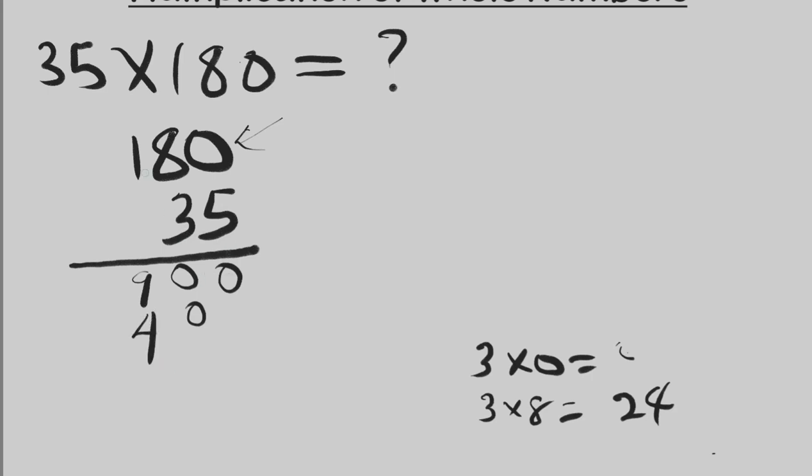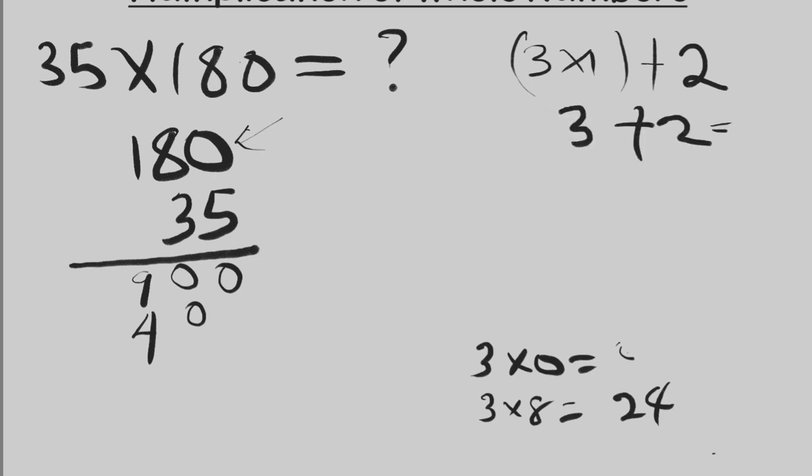So now I have 3 times 1. I'm going to write 3 times 1 plus that 2 that we kept. So 3 times 1 is 3, plus 2, gives me 5. I'm going to write 5 right here. So now it's time to add up all these numbers.